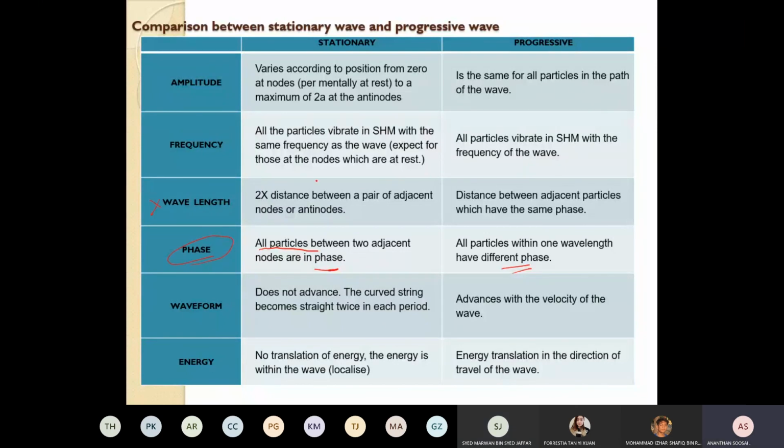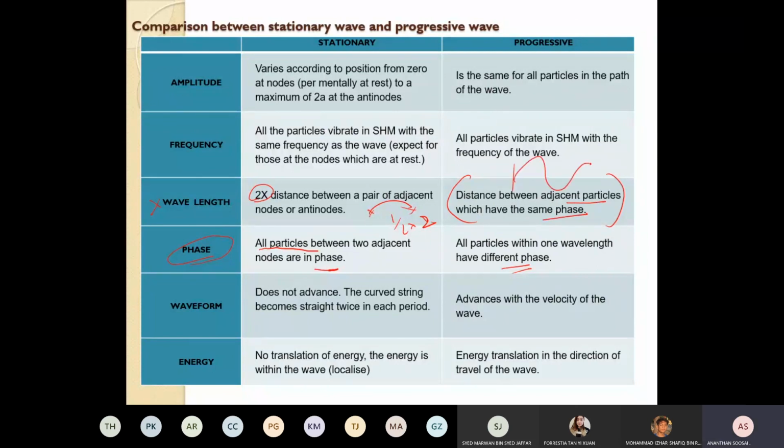Fourth one, wavelength. Times 2 of the distance between a pair of adjacent nodes. Yeah, node to node is half wavelength. You times 2, you get one full wavelength. So two times the distance between node to node is one wavelength for a stationary wave. For a progressive wave, this is the definition of wavelength: the distance between two adjacent particles which are in the same phase.